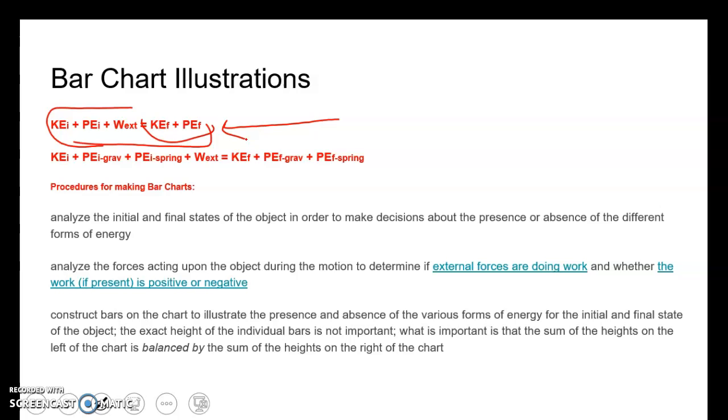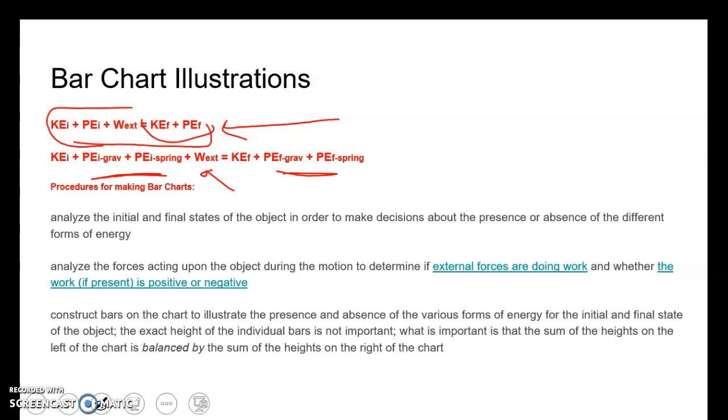We can break it down even more and take our potential energy and convert it to gravity or spring, especially if we have a spring, motion, and gravity and height change all included. And of course, work that's being external. So we use this to analyze the initial and final states of the object.